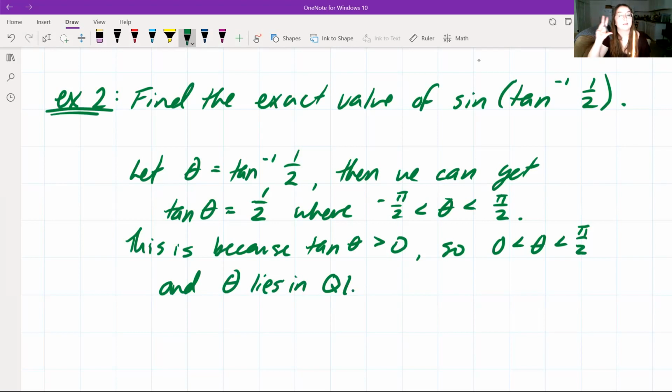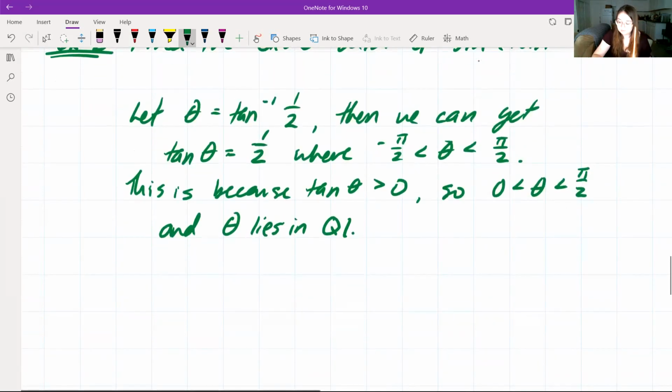So since tangent of theta is equal to 1/2, we know that tangent is equal to sine over cosine. The only times that tangent would end up being positive would be in quadrant 1 or quadrant 3, but our interval doesn't even allow us to go to quadrant 3, so this means that we have to be in quadrant 1, which also means that sine and cosine are also going to be positive. So that's just kind of how we got to that point.